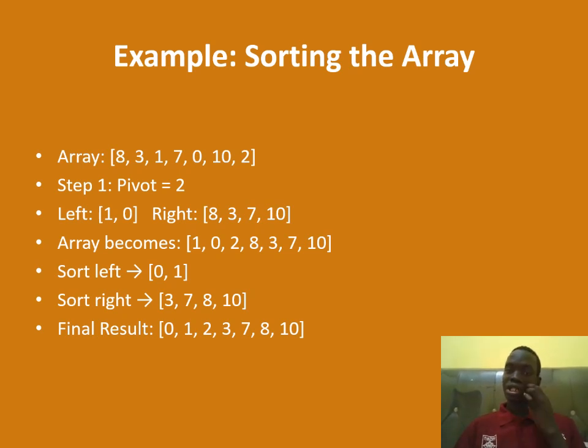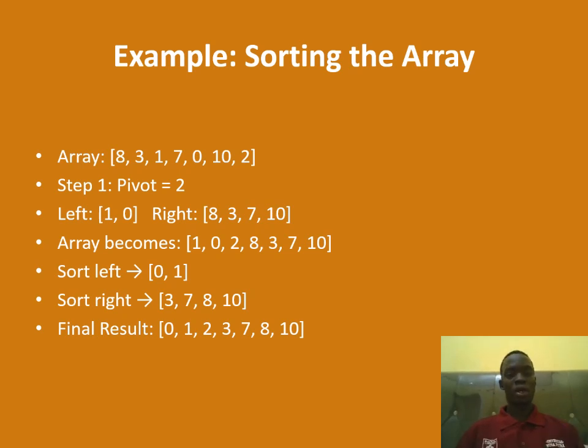This is an example of quick sort, these are the numbers that I've chosen, and now I'm going to explain how it works. In my array here, I have 8, 3, 1, 7, 0, and 10. How many numbers do I have here? We just count. The first thing you do is count the numbers that you have: 1, 2, 3, 4, 5, 6, 7. As we can see here, we have 7 numbers. So I have 8, 3, 1, 7, 0, 10, and 2.